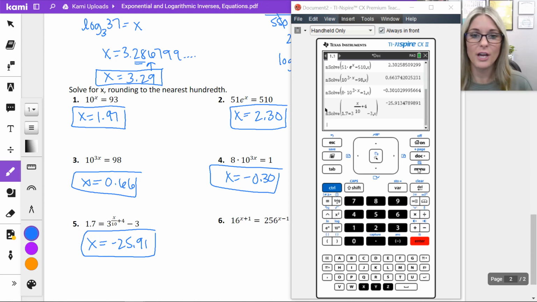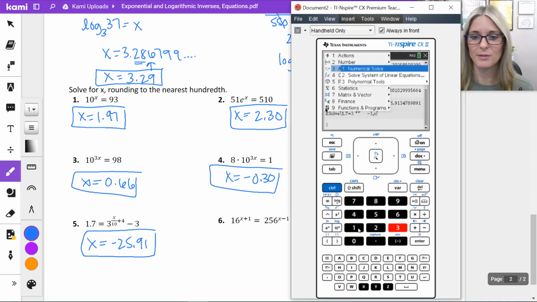Last one here. Notice on number 6, there are exponents on both sides. You can still use logarithms. You've got to come up with common bases. Delta Math will definitely show you the solving process if you want to do that, but we get to use our calculators on our end of course. So here we go. Menu, algebra, numerical solve.